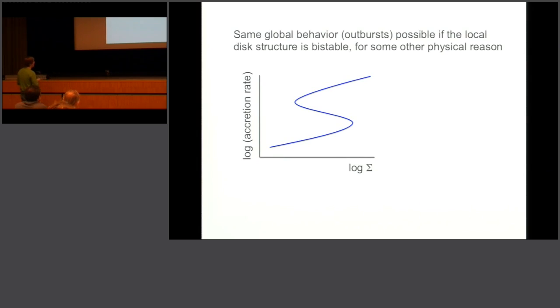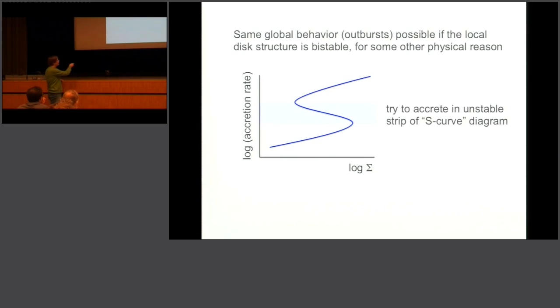If we had a situation where, when we plotted equilibrium solutions to the disk structure in this plane of accretion rate versus surface density, we have this S-shaped curve, which is what we obtain naturally from thermal instability, if we have this S-shaped curve for some other physical reason, the same sort of global evolution of the disk that gives us rise to quiescent periods and outburst periods can potentially still take place. So here's the idea here.